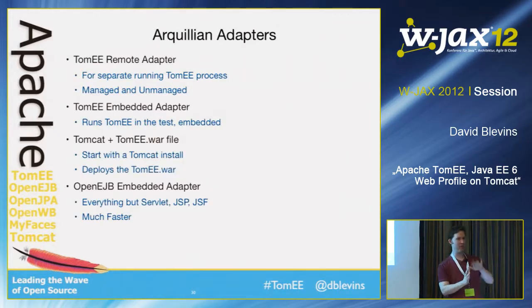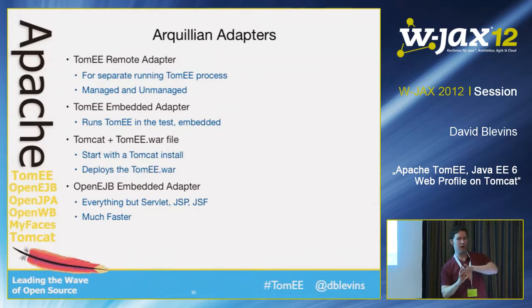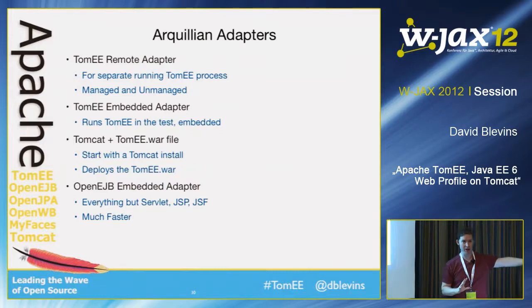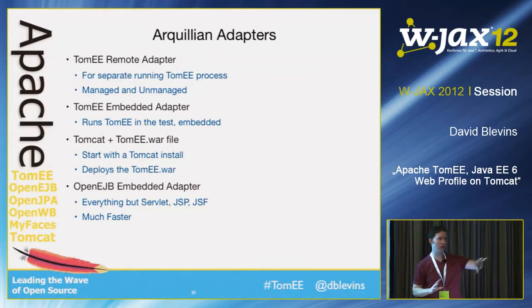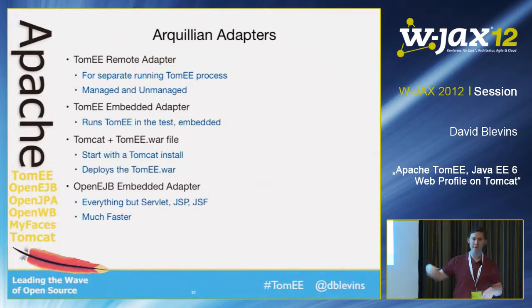So we have basically 4 Arquillian adapters to go with each of the flavors of TomEE that we offer. There's a remote adapter, which is if you want to test your application on TomEE that's running separately somewhere on your network or on another machine, or even on the same machine as a separate process. Then you have an embedded adapter. It boots TomEE up inside the VM. It's much quicker. And that's what I typically recommend people develop with, the embedded adapter, and then of course make sure you run it on the remote adapter once you're doing your QA and things like that.